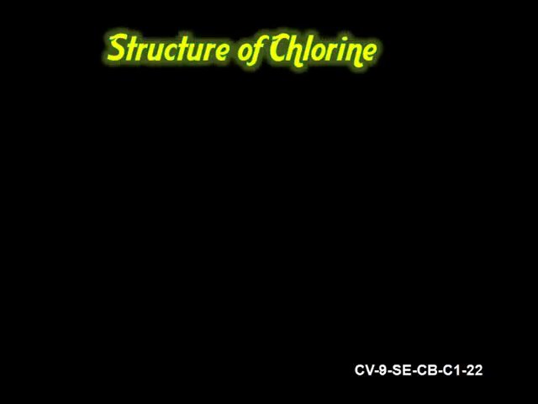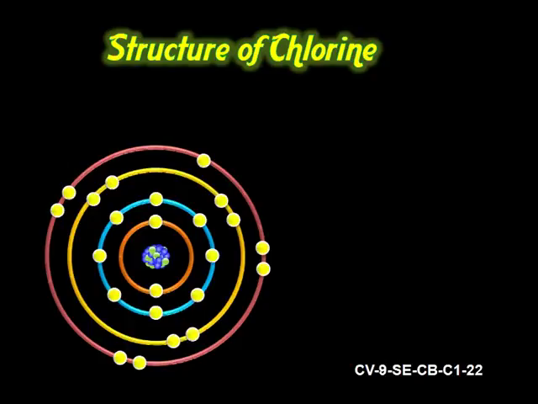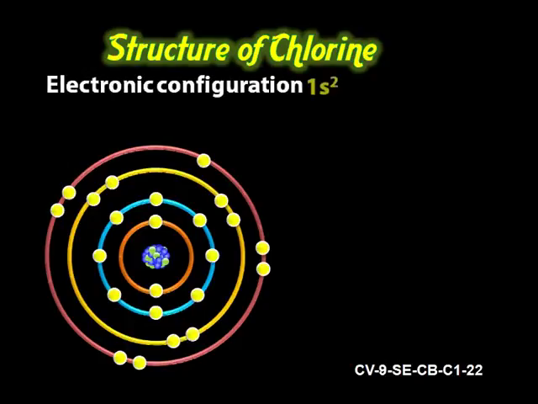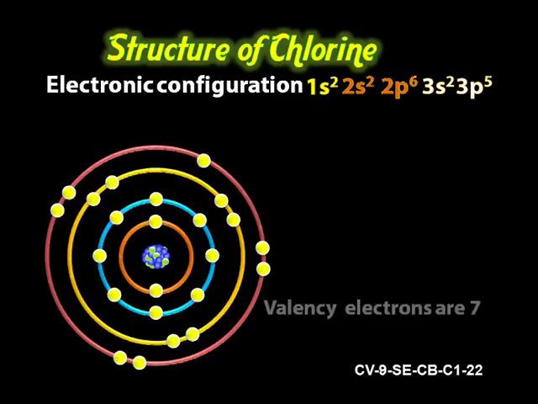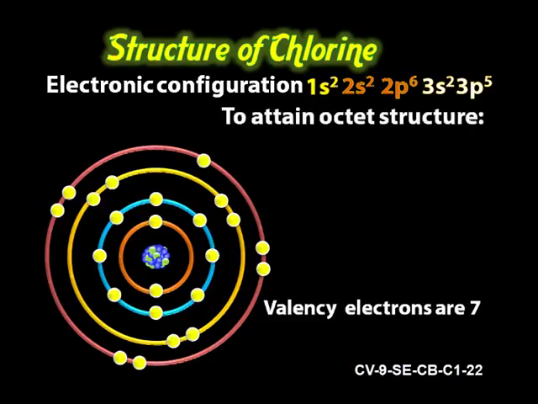Children, let us consider the structure of a non-metal, chlorine. Its electronic configuration is 1s2, 2s2, 2p6, 3s2, 3p5. In its valence shell, it has 7 electrons. Here, for chlorine, there are two options to attain octet structure.